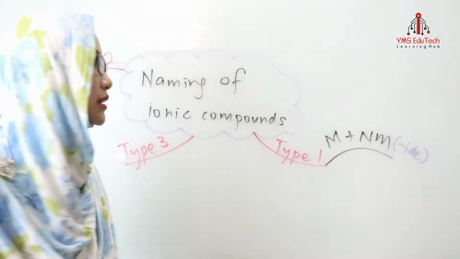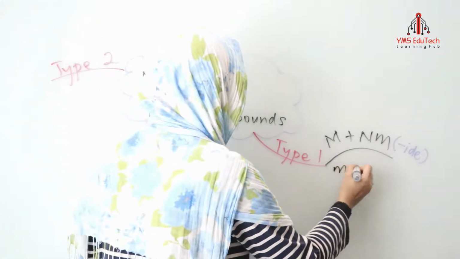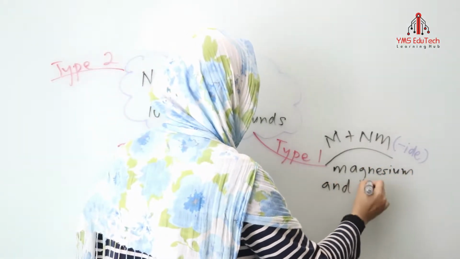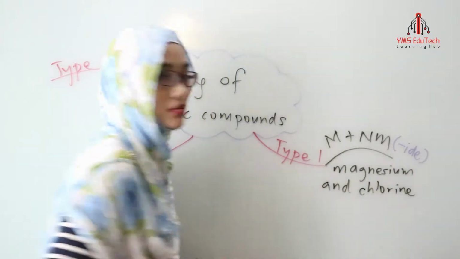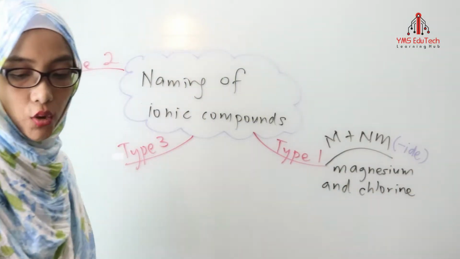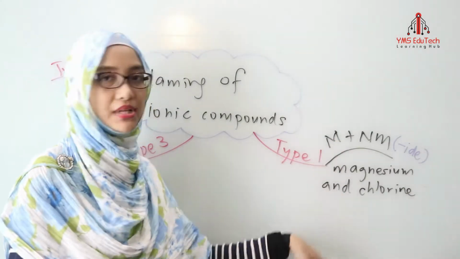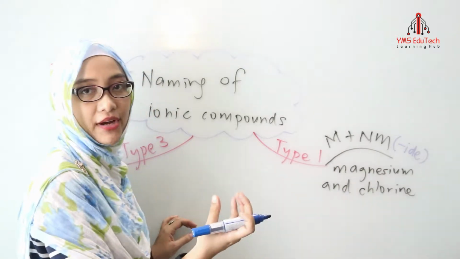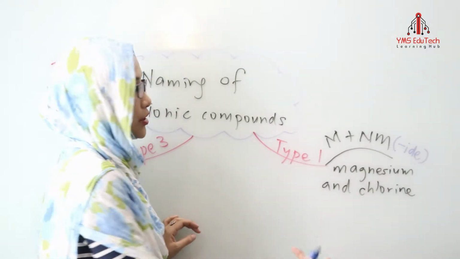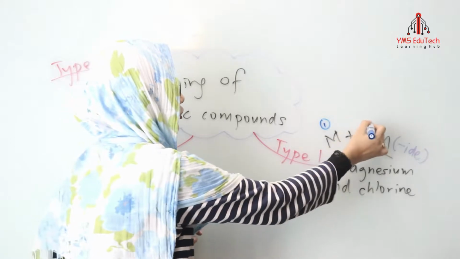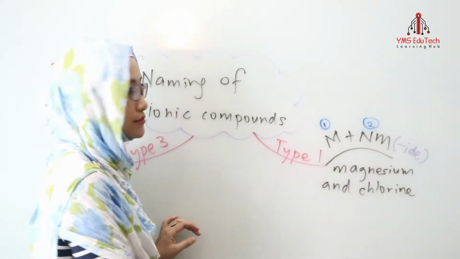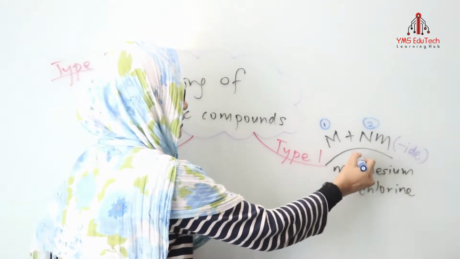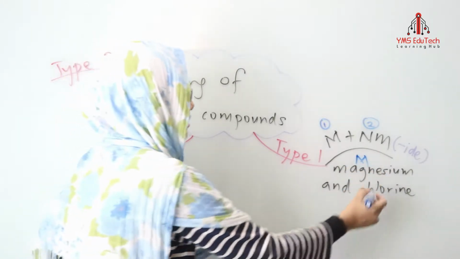Okay, so for example, let's say you have magnesium and chlorine. So how are you going to name this compound? You need to identify which of the elements is a metal, because the metal needs to come first, followed by the non-metal. So magnesium and chlorine, which one is the metal? Magnesium is the metal and chlorine is the non-metal.